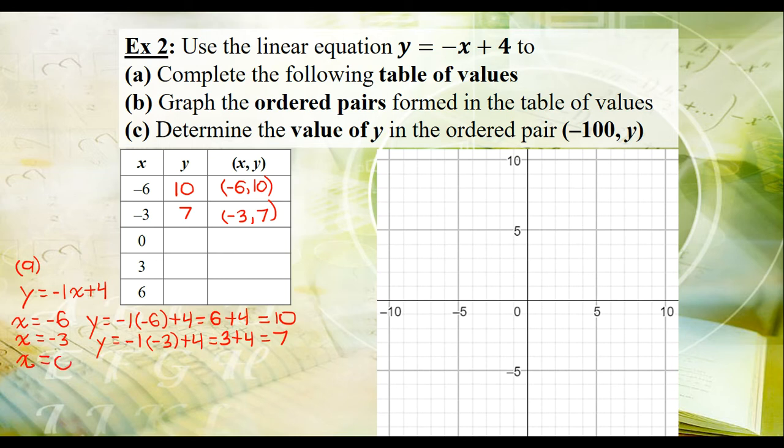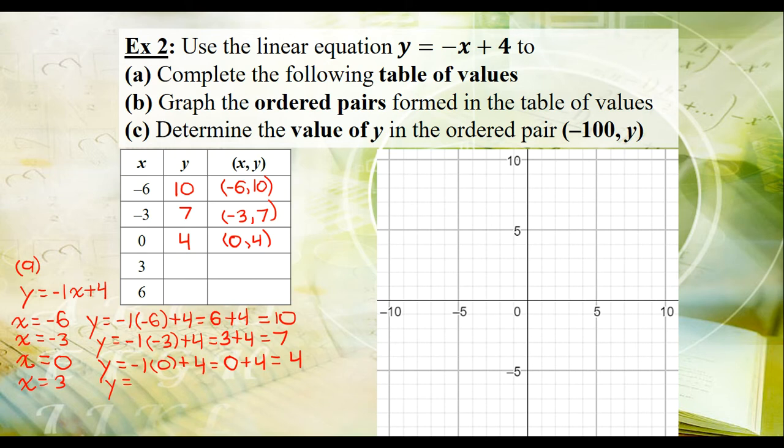Okay, so that's going to be equal to negative 1 times 0 plus 4, which would be negative 1 times 0 is 0, plus 4 would be equal to 4. So the value of y here is 4. So that's going to be 0, comma 4. And then if x is positive 3, plug it into the equation.